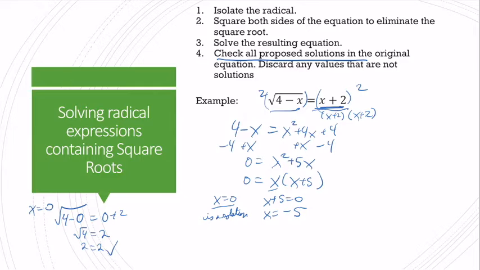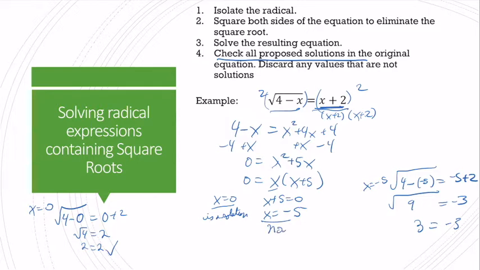Let's go ahead and check x equals negative 5. If x equals negative 5, then I have the square root of 4 minus negative 5 equals negative 5 plus 2, which gives me the square root of 9 equals negative 3. Well, that's false. The square root of 9 is 3. So x equals negative 5 is not a solution. That means my only solution is x equals 0. And we wouldn't have known that if we hadn't checked our proposed solution. So make sure that in the homework you are doing that so you get the correct answers. Make sure you're doing it on the exam that we have coming up as well.